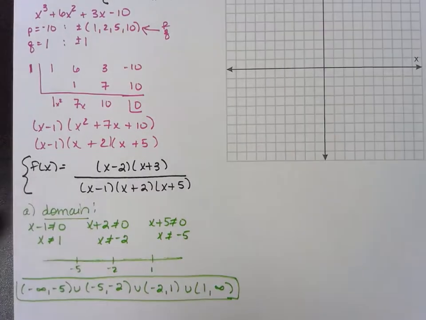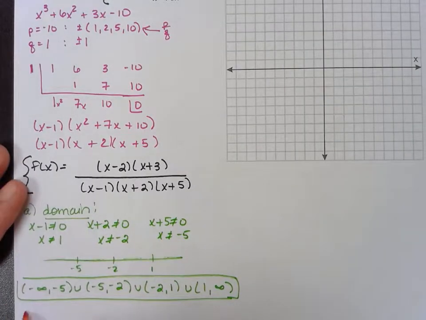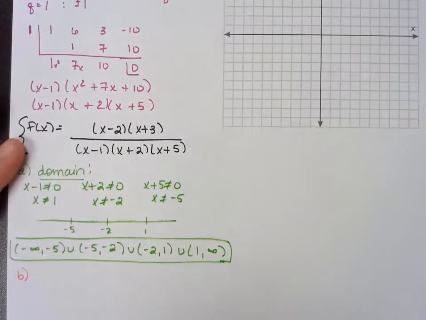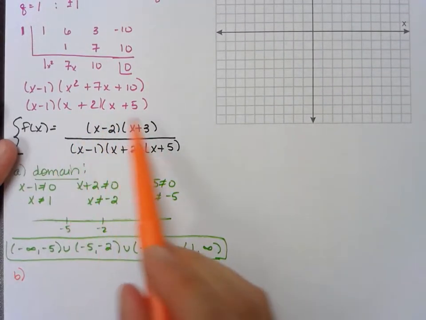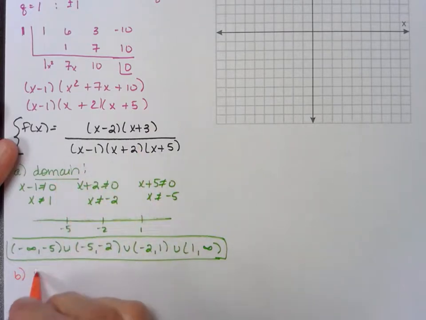Then next would be to find any holes or removable discontinuities. Well, that happens when you can reduce it. Can we reduce this? Nope, so there are no holes.